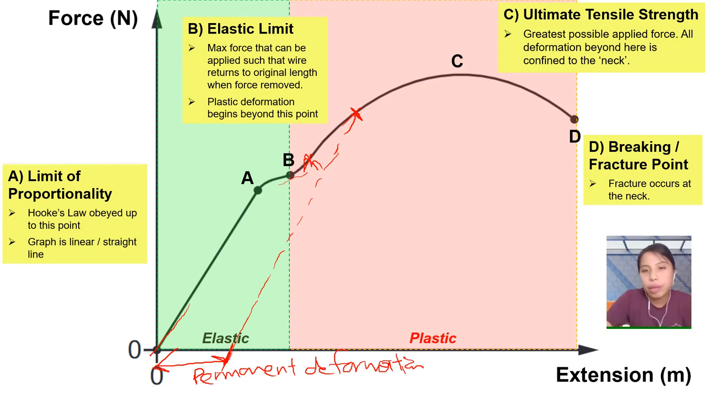Then, of course, they went past this part, the neck started to appear, but you can't really see it on the camera, and then it broke. Pia! Suddenly, very fast. If you're wondering, so this is the force extension curve, what about the stress strain curve? Will it look the same?